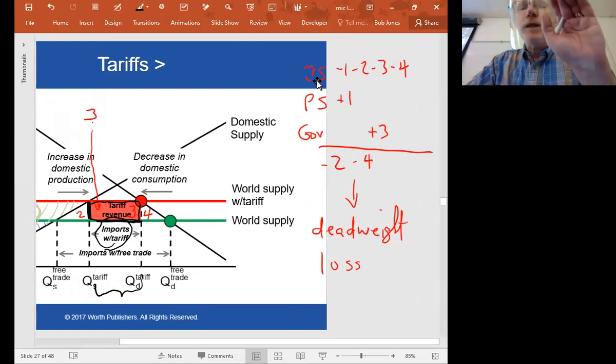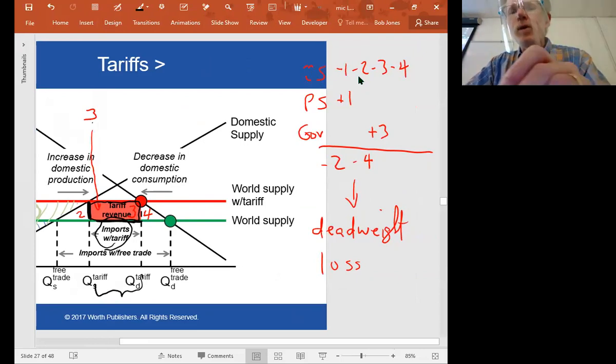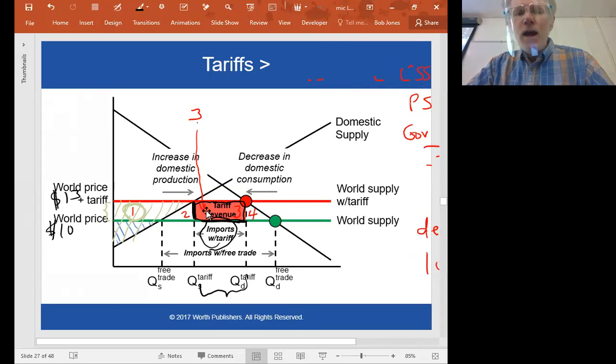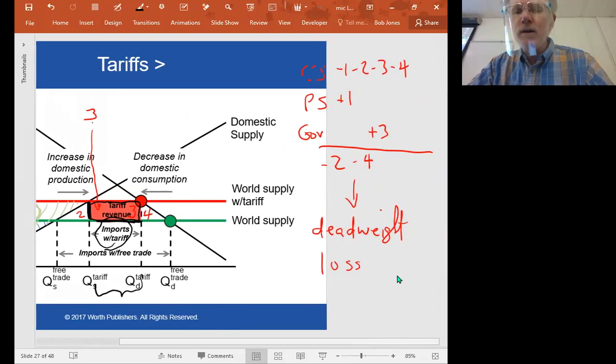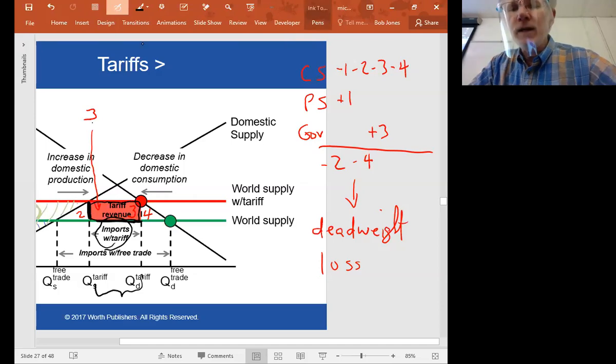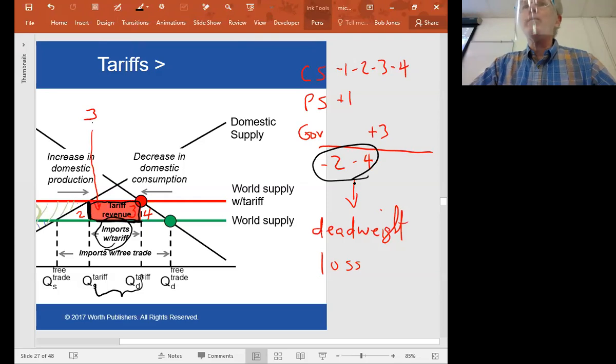Okay. We said the loss to consumers is 1, 2, 3, and 4. We said the gain to producers is area 1. See there. The gain to the government is area 3. So we're losing 1 through 4. We're gaining 1 and 3. Add all of it together. The net effect is to lose area 2 and area 4.